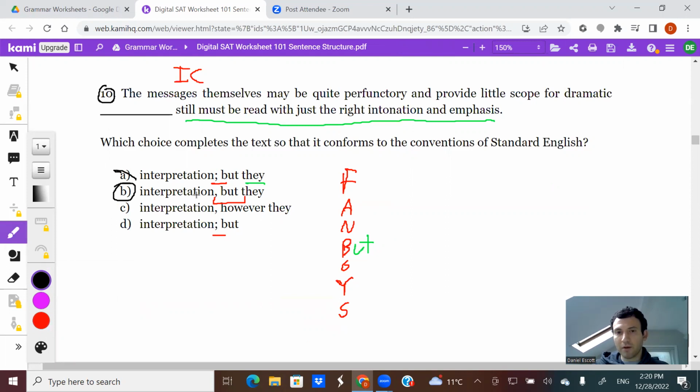B is the correct one because it's a comma with a fanboy, which is what we want to hold up both our independent clauses. C is a trap, however, does not have the ability to hold up two independent clauses with a comma. It's not one of our fanboys. And D is wrong for the same reason that A is wrong. You're not using a semicolon with one of your fanboys.